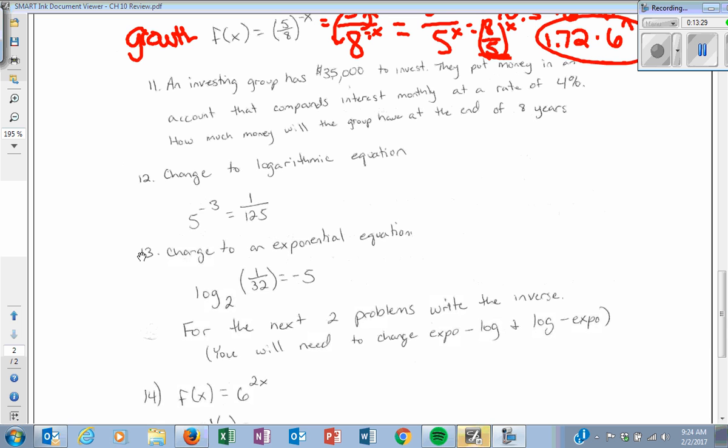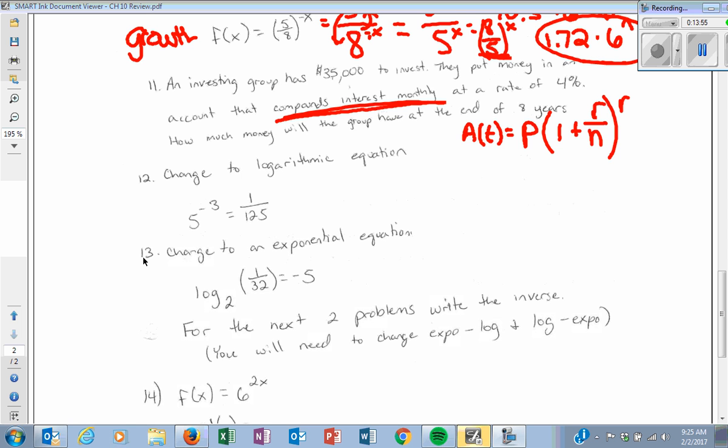All right, number 11. Number 11, this is not growing. This compounds monthly. It is not growing all the time. So I'm not going to use my Pert formula. I'm going to use my A of t equals the principal times 1 plus the rate divided by the number of times compounded, raised to the number of times it compounds times the time. And so they give me all that information.